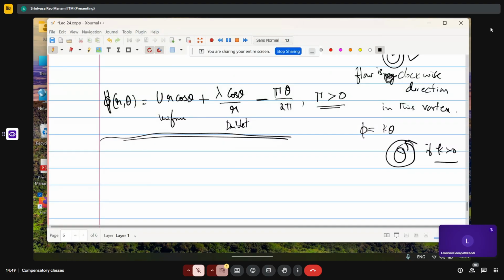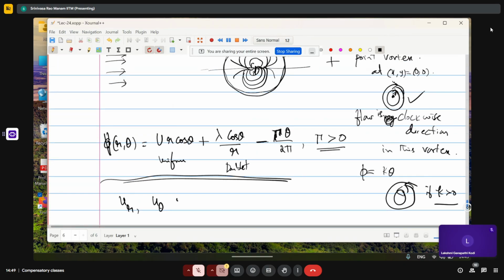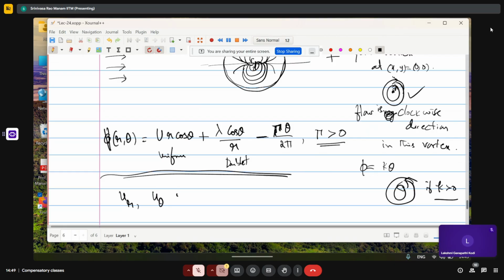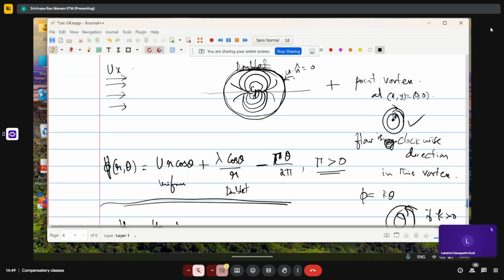With this, if you calculate u theta, okay. If gamma equal to 0, the circulation equal to 0, it is basically flow past the cylinder that you already studied. Now you are including the circulation. Basically, the doublet is actually rotating, no? So it's a model for a rotating cylinder, rotating in a clockwise direction.